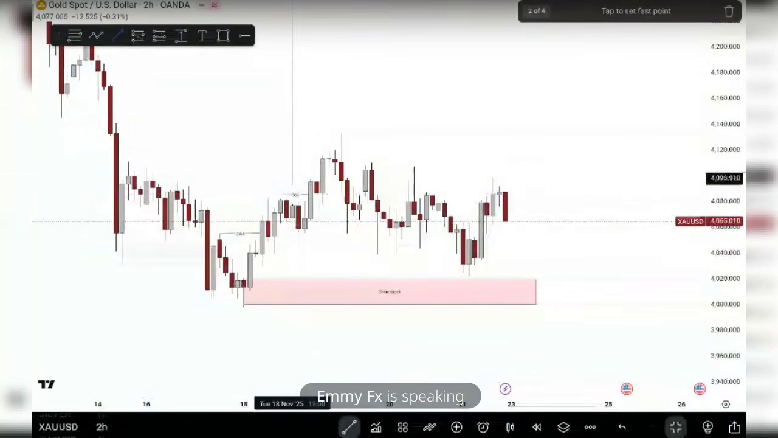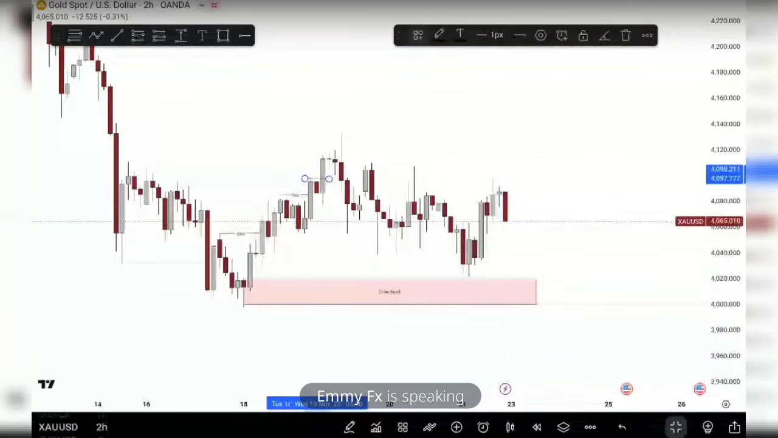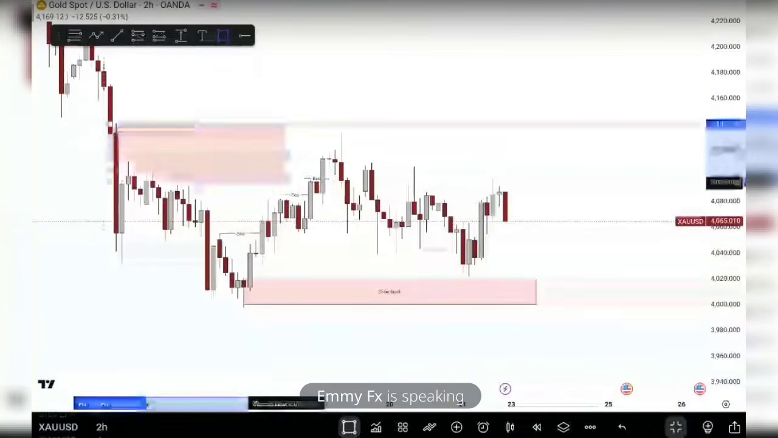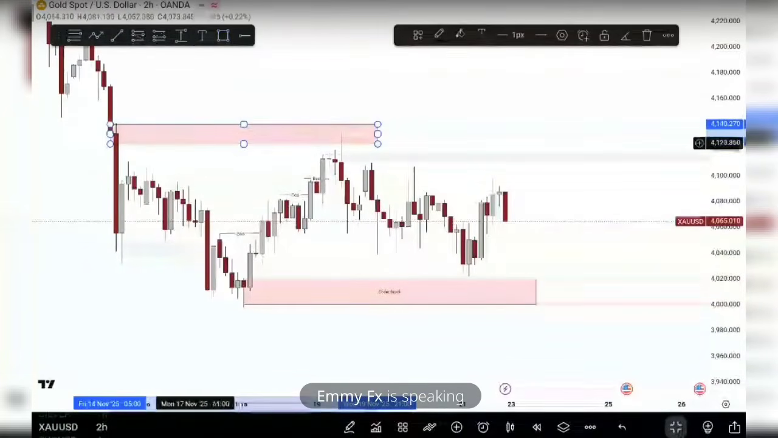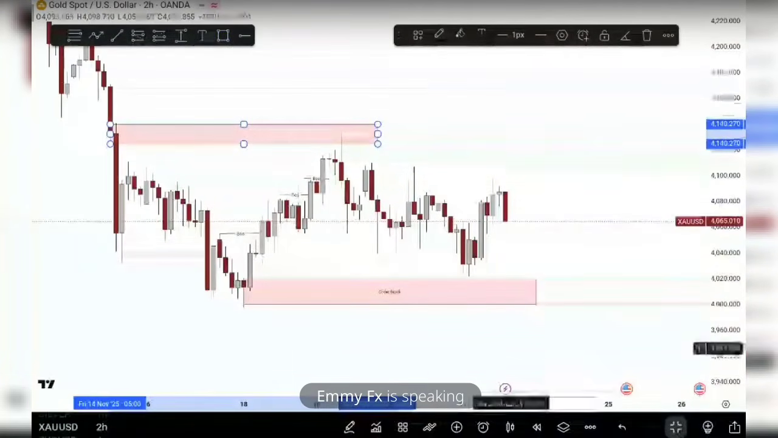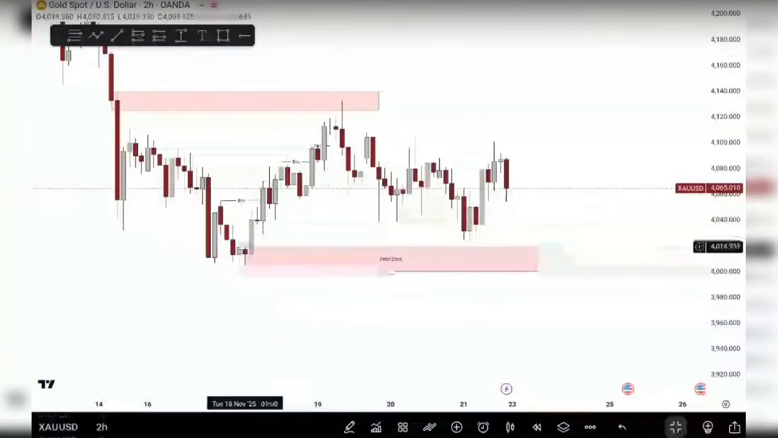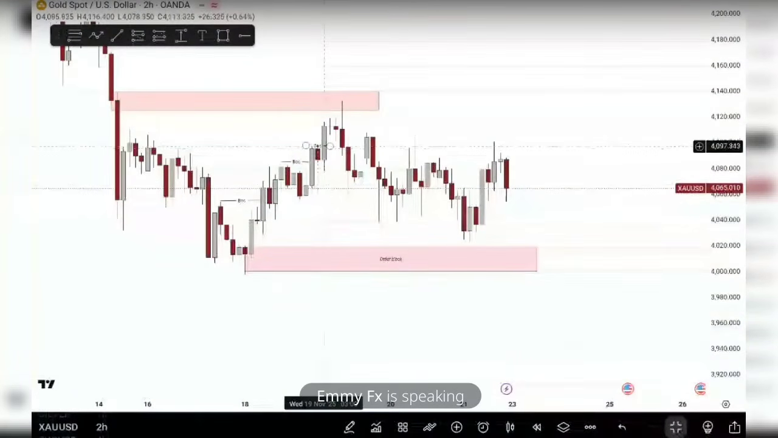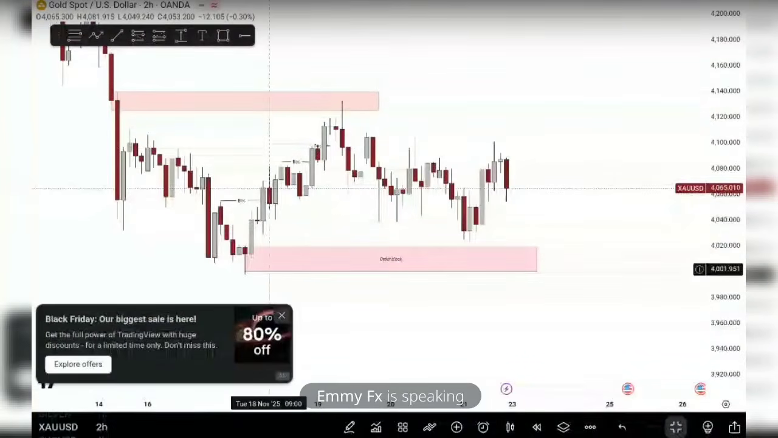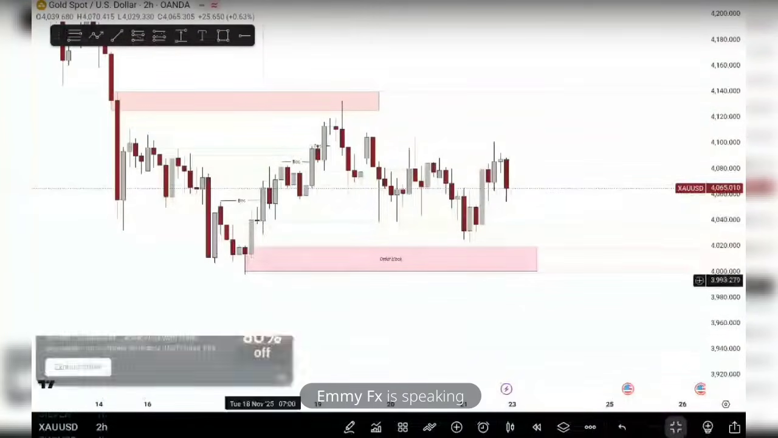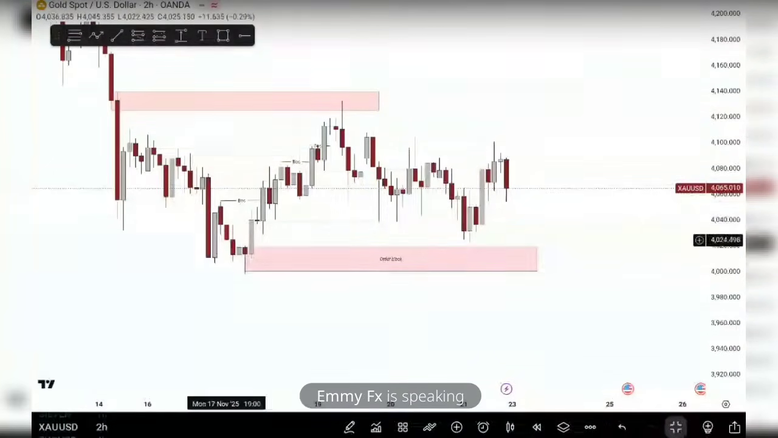Price also broke a structure to the upside, but this structure here is called liquidity. Price grabs the liquidity and reverses, and as you can see, price reacted from this supply zone, which is here. This zone here is a structural break to the upside. Here is the main structural break to the upside. Now price reacted off from the FVG and not the order block.